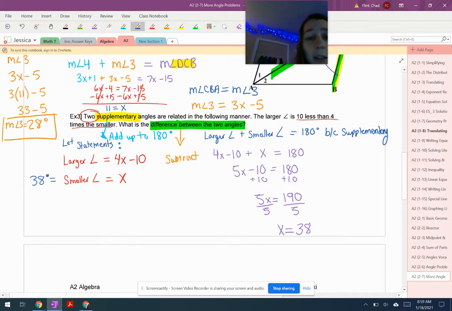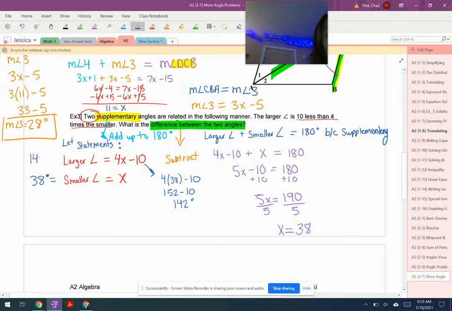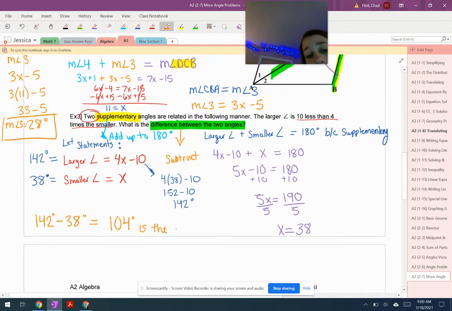And then the larger angle is going to be whatever I get when I do 4 times 38 minus 10. 4 times 38 gives me 152. Minus 10 is 142. Okay, so I know that the larger angle is 142 and the smaller is 38. So to find the difference between those, I'm going to subtract. So 142 minus 38 is equal to 104 degrees is the difference.